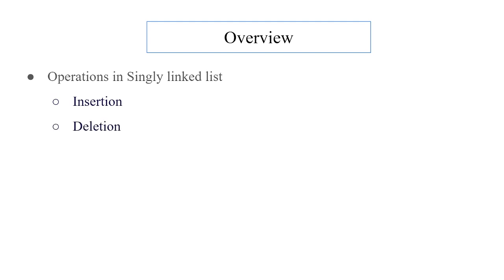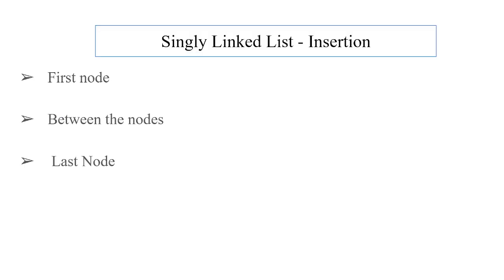Welcome back. As we know, you can perform insertion, deletion, search, as well as traversal operations in the single linked list. Now, in this video, we will discuss how to perform the insertion operation at various places. You can insert a node as a first node. Also, it is possible to add a new node between the nodes. Also, it is possible to add a last node in the linked list.